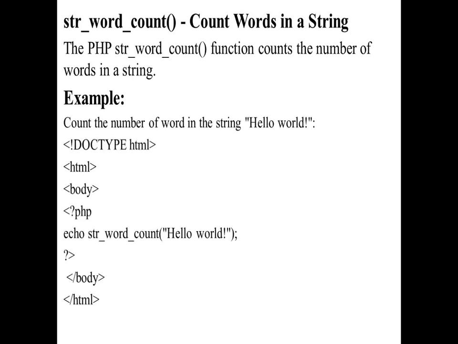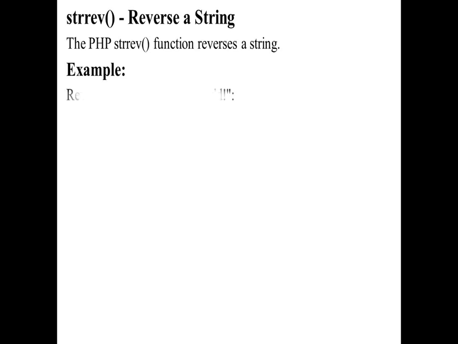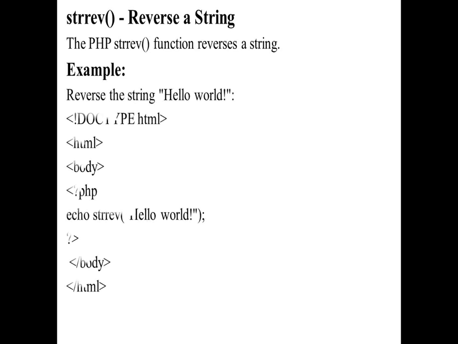Let's see the example of this. Word count: how many words are here? There are 2 words, hello and world, so the output is 2. Next we have string reverse. It reverses a string. You just have to remember the strrev function. Example: echo strrev hello world. It shows the reverse of hello world.